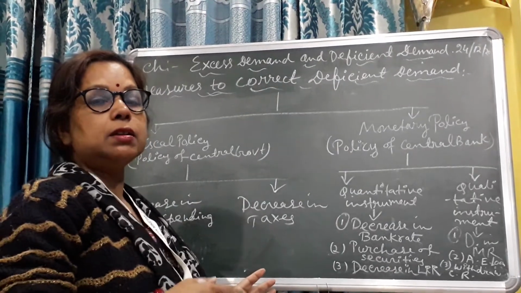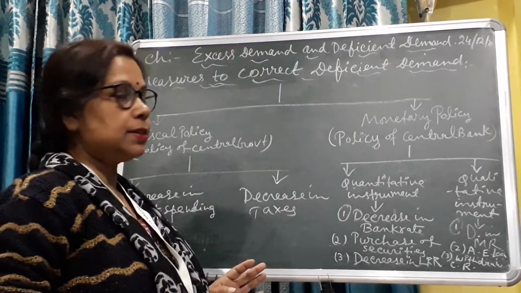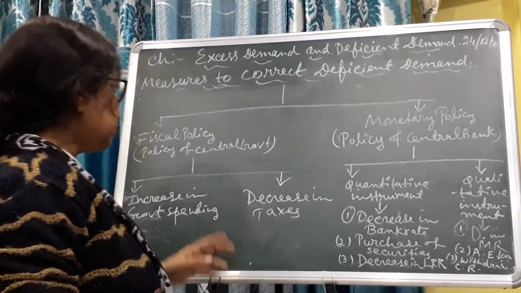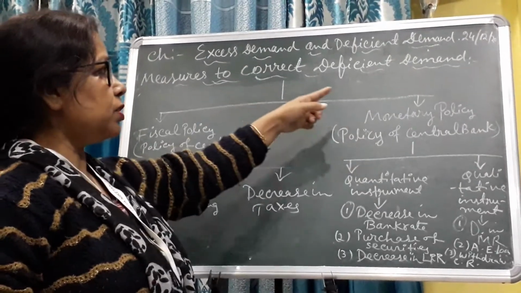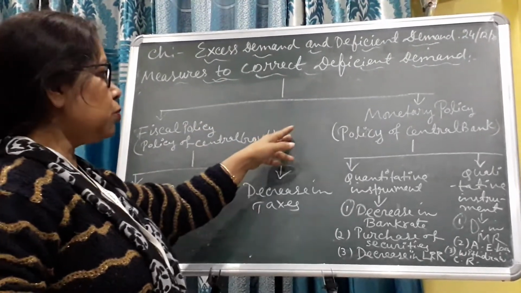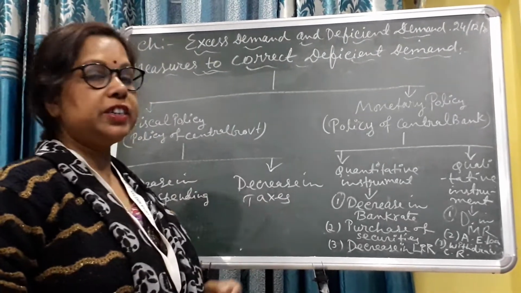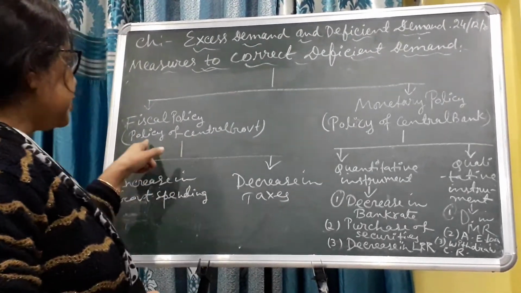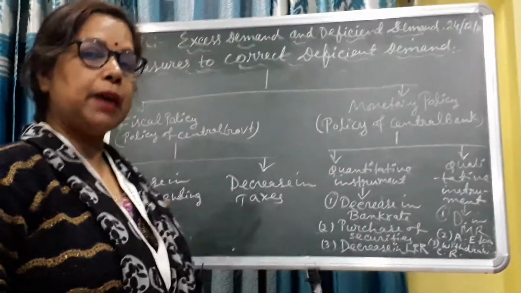So I have made a structure or table here. With the help of this table, I will explain the points. So here I have written fiscal policy and monetary policy, measures to correct deficient demand. Two policies are applied by the government: fiscal policy and monetary policy. Fiscal policy is known as the policy of the central government, and monetary policy as the policy of the central bank.